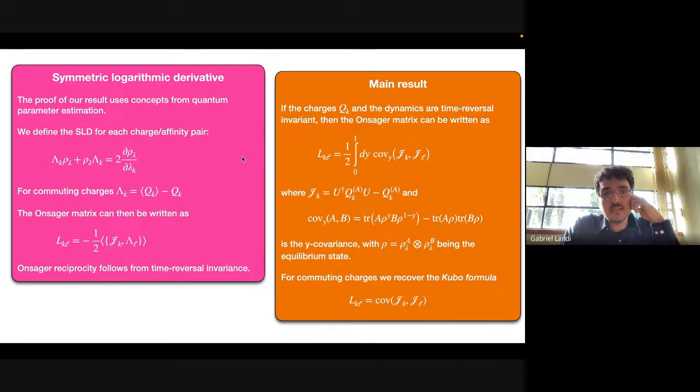A particularly nice side comment about this is that the way we derive this result is based on concepts from quantum parameter estimation, which we felt was kind of cool because we're using results from another area. And in particular, this idea of a symmetric logarithmic derivative, which is the operator solution of this equation. And so we can actually relate the Onsager matrix with correlations between currents and SLDs. So that was kind of cool. But this is just a technical remark.